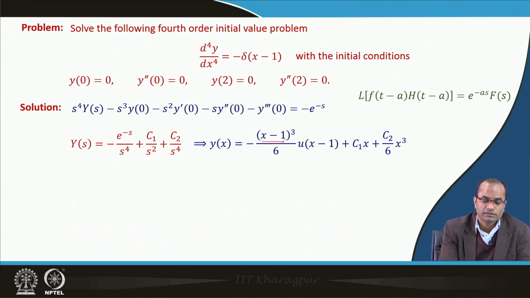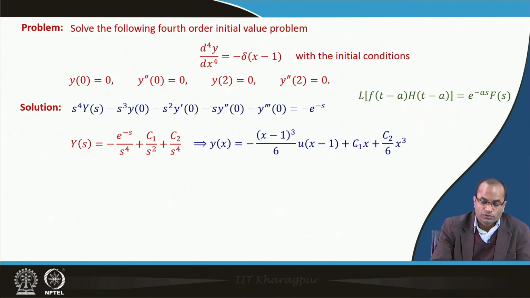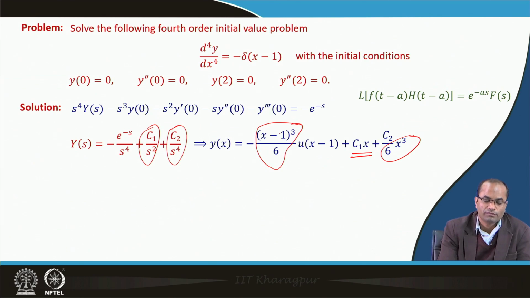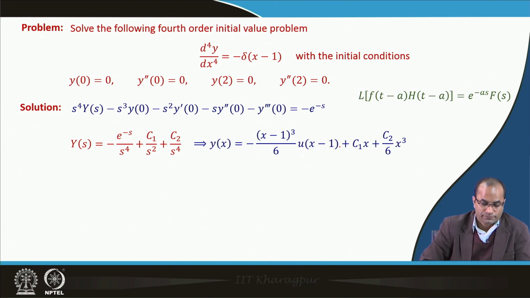So, we have (x minus 1) cubed by 6 and the Heaviside function. Sometimes we use the notation u for the Heaviside function, and somewhere we have used h. So, here we have the C1 x because of this, and then again the same thing, but without the shift: x cubed by 6. Here also it was x cubed by 6, but because of this e power minus s there was a shift and multiplication by the Heaviside function.